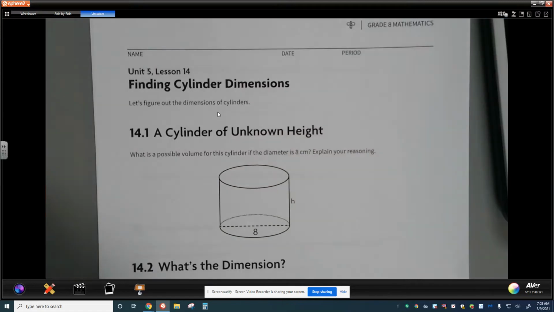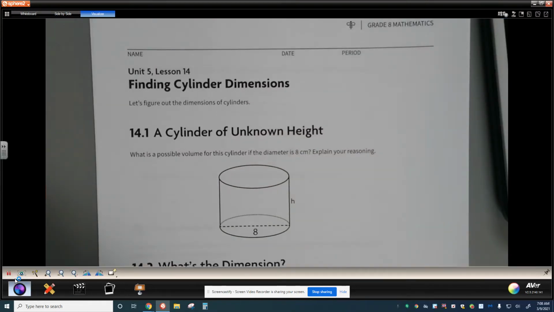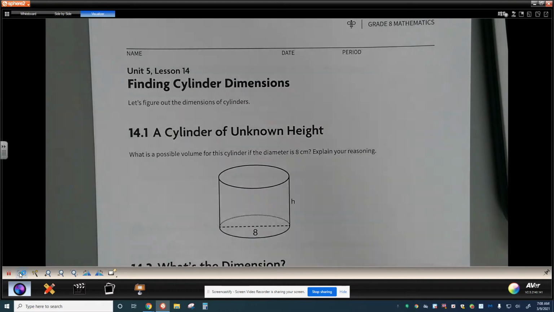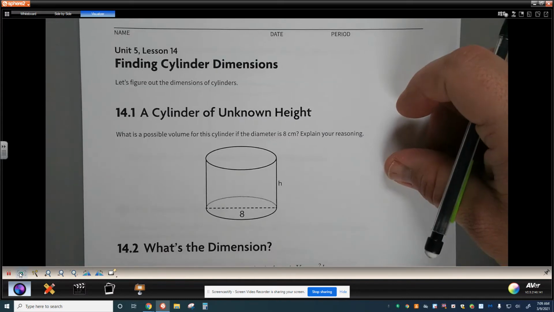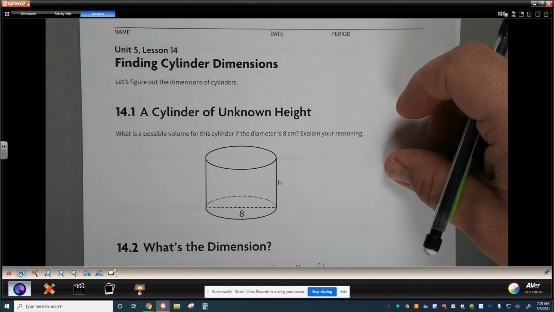Here we are with Unit 5, Lesson 14. We're going to apply some more principles of finding cylinder dimensions, and we're going to specifically use the formula for the volume of a cylinder. Before we get started, here's a cylinder with an unknown height. What is a possible volume for this cylinder if the diameter is 8 centimeters?